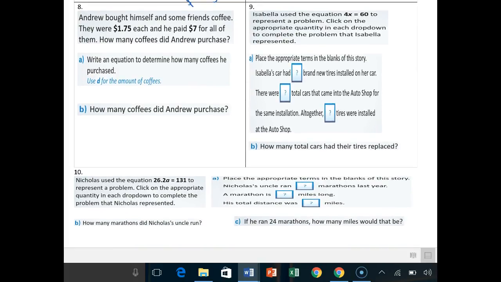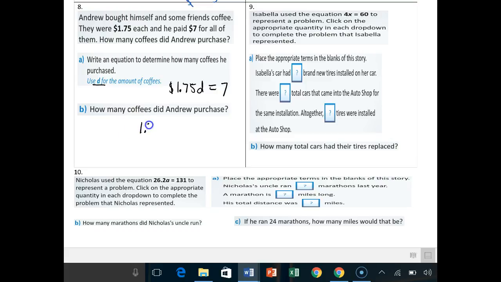Number 8. Andrew bought himself and some friends some coffee. They were $1.75 each, and he paid $7 for all of them. How many coffees did Andrew purchase? So if I wanted to write an equation, we know that he paid $1.75 per coffee, and we're using D, the variable they tell us right there. And we know that total was $7.